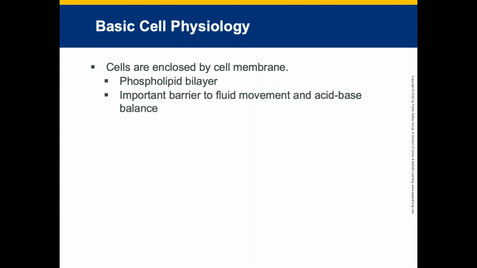The cell membrane encloses the cell, so compounds must move through the membrane to enter a cell. The composition of the cell membrane allows it to have selective permeability. Okay, and it's composed of the phospholipid bilayer, which is an important barrier to fluid movement and acid-base balance. All right. So it all depends on how we're administering and how it affects the cells, especially when doing fluid administration. All right. So we'll talk about that in receptors too.